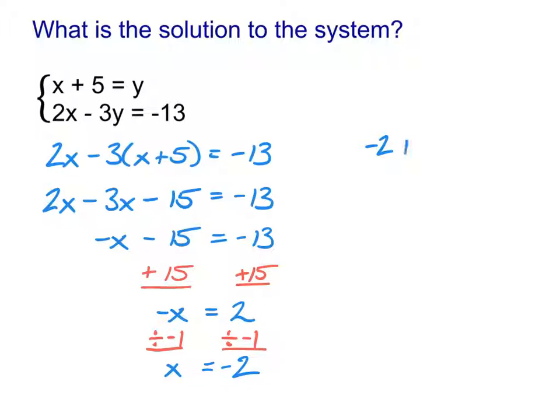So that's going to be negative 2 plus 5 equals y. And of course, I'm trying to figure out what y equals. So negative 2 plus 5 is 3, so we end up with 3 equals y.